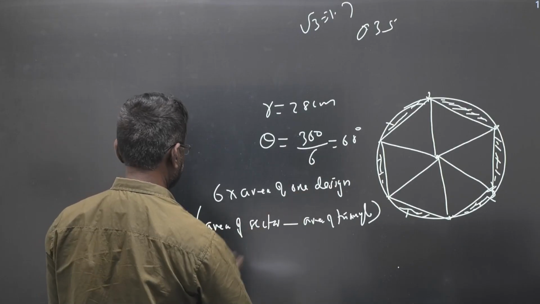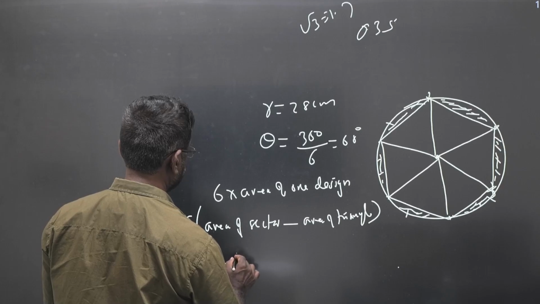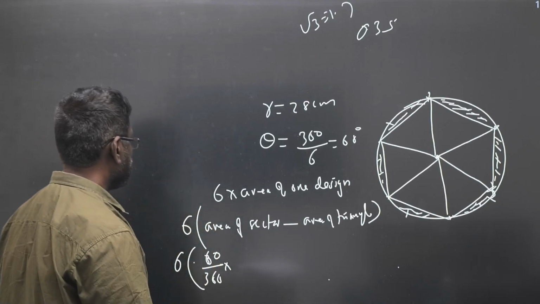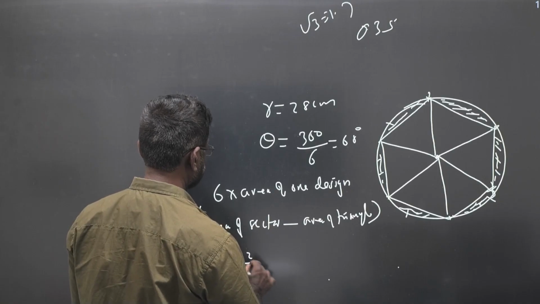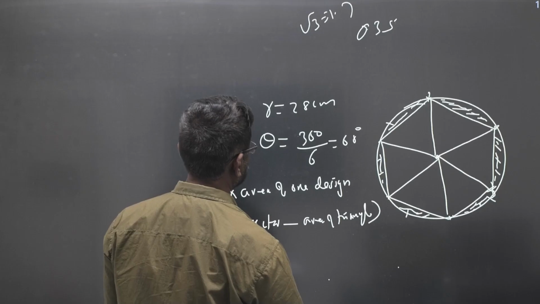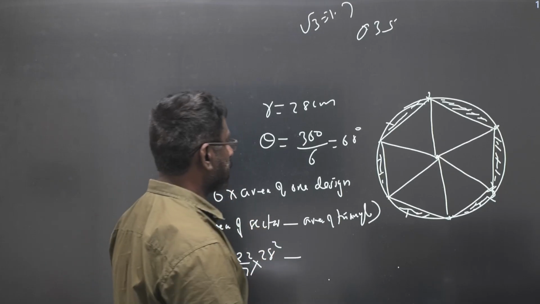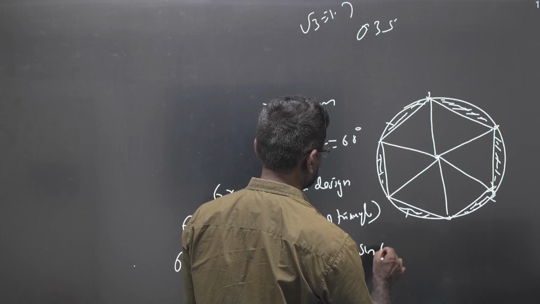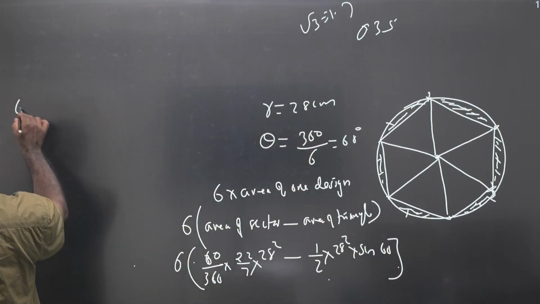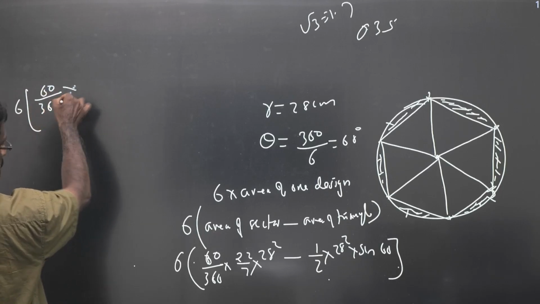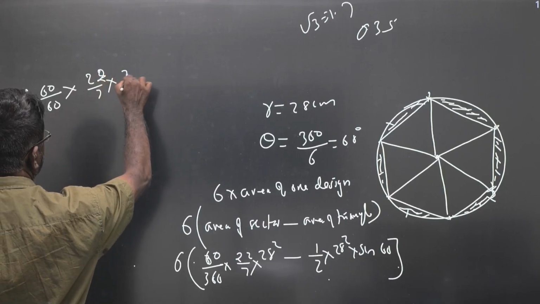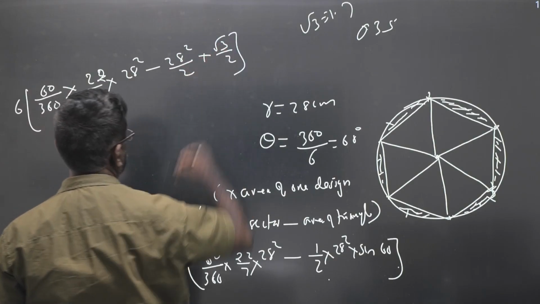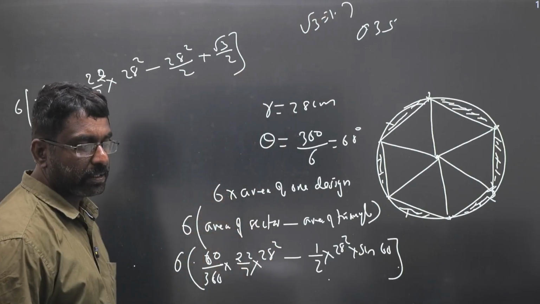That is theta. Theta is 60. 60 divided by 360 into 22 by 7 into pi r square. R is how much? 28. Minus area of one triangle, that is half of r square, 28 square into sin 60. This gives the answer, that is 6 times 60 by 360 into 22 by 7 into 28 square minus 28 square by 2 into sin 60 is root 3 by 2. Substitute 1.7 for root 3. Simplify this, you will get the answer.